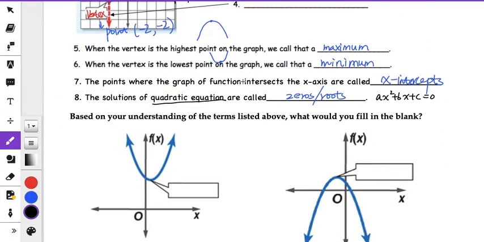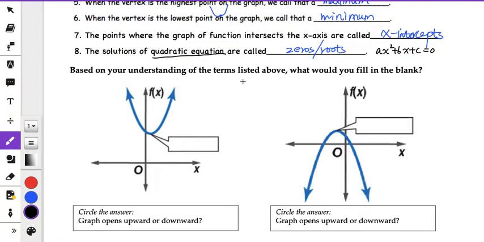Now let's look at the last two questions here. Based on your understanding of the term list above, how do we fill out the blank here? The first one, as you can see, we're looking at the lowest point. We do have a name for that, which is the vertex. But compared to the two differences here, this one is actually looking at the minimum, meaning we are looking at the lowest value of y. Also, as you can see, when this opens upward, we look at the minimum, right? Same thing here, this clearly opens downward, so the arrows point down, and we're looking at the highest point of the graph, so that's why we call this the maximum.